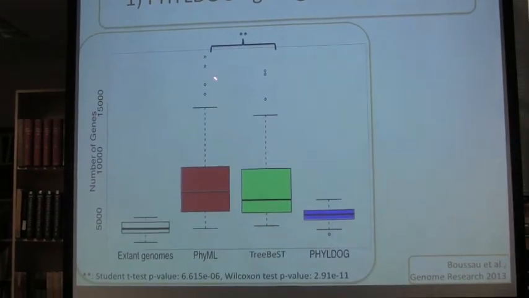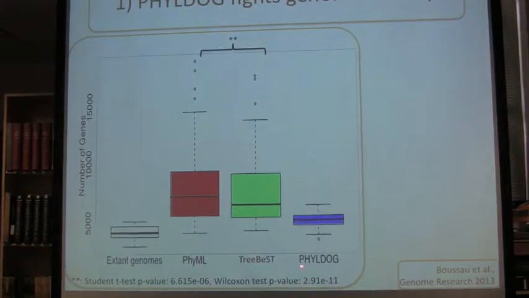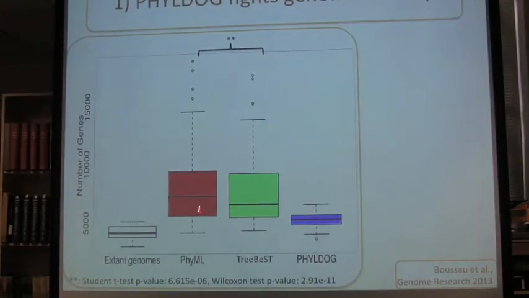If you look at all the genomes and you look at the distribution of ancestral genome sizes using PhyML, TreeBest or Phylogenetic, you see that the genomes obtained by PhyML or TreeBest are much larger than the genomes obtained by Phylogenetic. However, the genomes obtained by Phylogenetic still have a size that is larger than the size obtained for extant genomes. So it's likely that there is still some error in our gene trees, unless ancestral genomes are really larger than the genomes that we observe today.